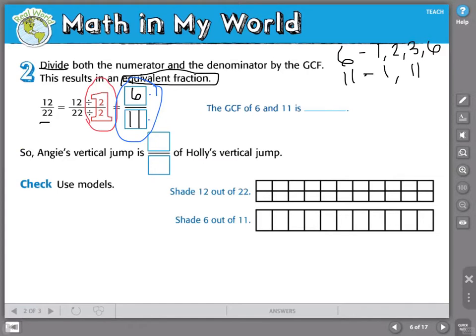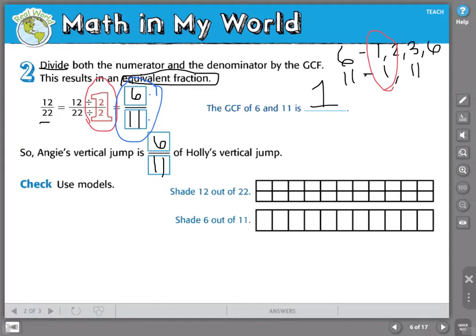Now let's check out this list of factors. I see that the greatest number on both lists is 1. When that happens, we know that this fraction is at its simplest form. When the only factor they have in common is 1, then we know that it is as simplified as it will go. So Angie's vertical jump is 6/11 of Holly's vertical jump.